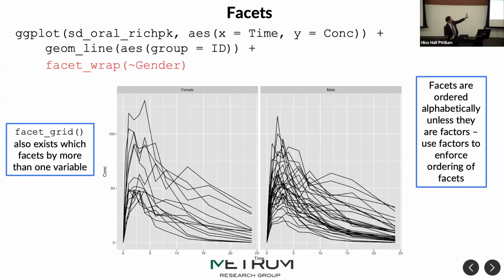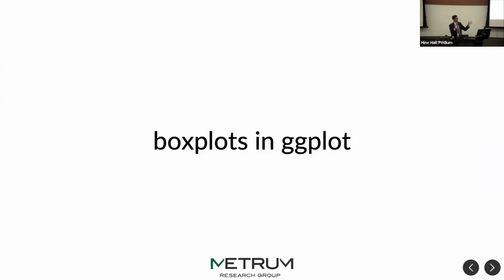I'm using facet wrap here. There also exists a facet grid where you can facet by multiple variables, both rows and columns. So you don't have to just facet by one variable. So you can look into that if you're interested. There's some stuff in the backups on how to use that. So those are spaghetti plots. That's how we build them. We're going to go over to box plots now.